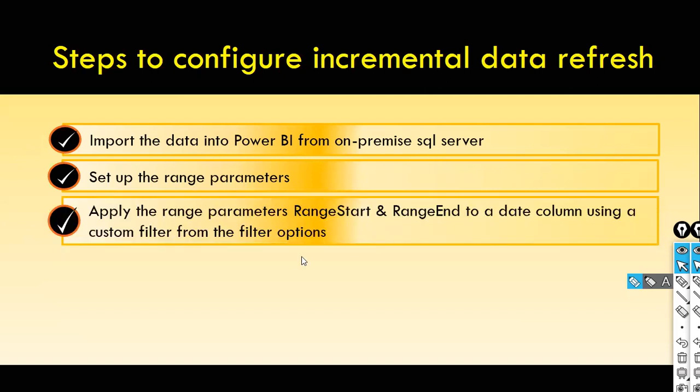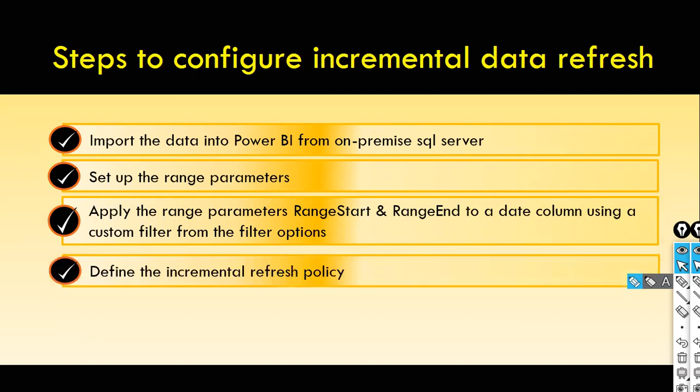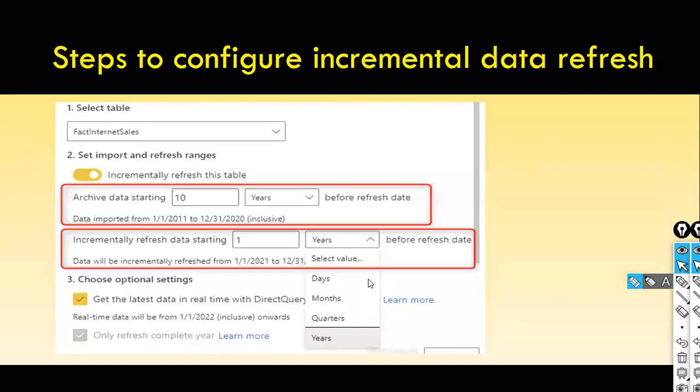The next step is apply this range parameter to your date column. And the fourth step is define the incremental refresh policy. You can define the incremental refresh policy by following this sequence. So there is a dependency here. Unless these three steps are carried out, you cannot go ahead and create the incremental refresh policy. And it will be something like this.